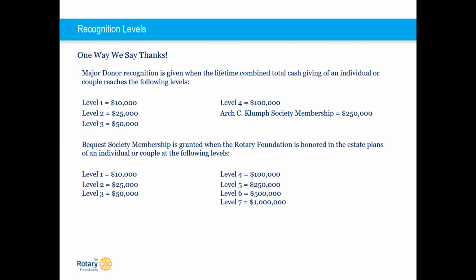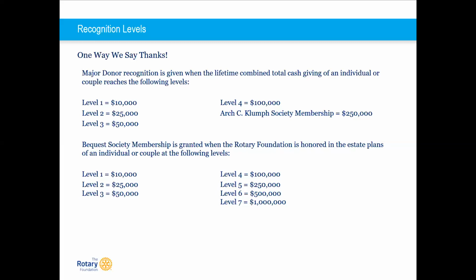So let's use an example and say that they set up their estate plans so that at the first death, Rotary doesn't receive anything, but at the second death, Rotary gets $25,000. Well, they would be level 2 bequest society members because at second death, Rotary would get $25,000. Maybe they set it up so that at first death, Rotary gets $25,000 and at second death, Rotary gets nothing. Well, still level 2, because at second death, the total amount received is $25,000.